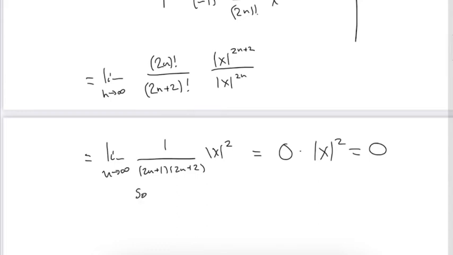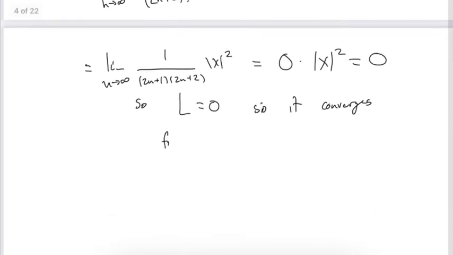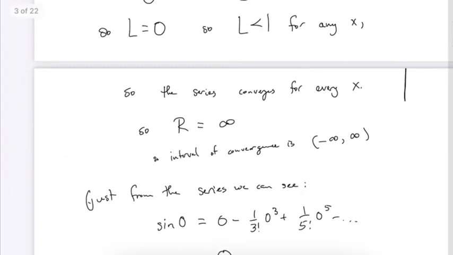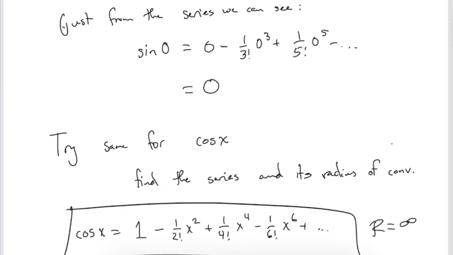So L is 0, so it converges for every x, right? Radius of convergence is infinite. So when you put this in your little chart of series, the radius is infinity. All right, convergence is for all real numbers x. Excellent. Anybody got any questions about that? I hope it worked out for everyone. I feel good about it.